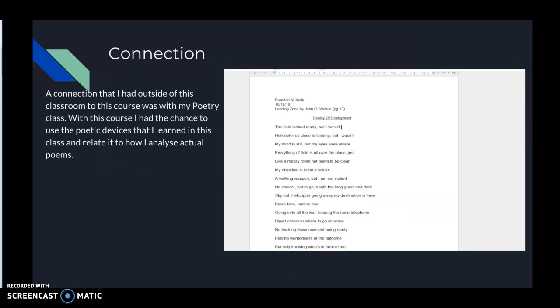Throughout this course, a connection that I had outside of the classroom was my poetry class. With this course, I had the chance to use poetic devices that I learned in the class and relate it to how I actually analyze poems. This gave me the chance to understand why poets add certain poetic devices into their poems and share their meaning. On the right is a screenshot of a poem that I wrote for this semester on a war poem.